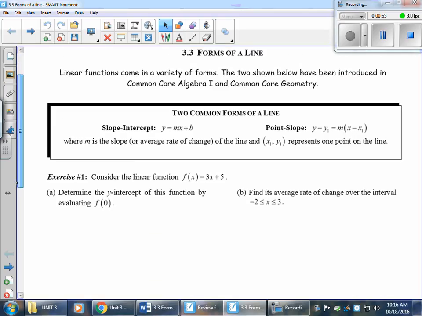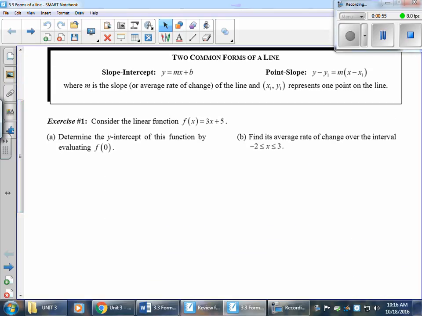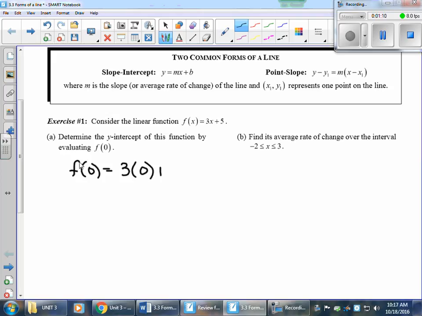So in exercise 1, we consider the linear function f of x equals 3x plus 5. Determine the y-intercept of this function by evaluating f of 0. Well, easy enough, we can do f of 0 is equal to 3 times 0 plus 5. So f of 0 is equal to 5. I'm going to just remind you that represents the point (0, 5).